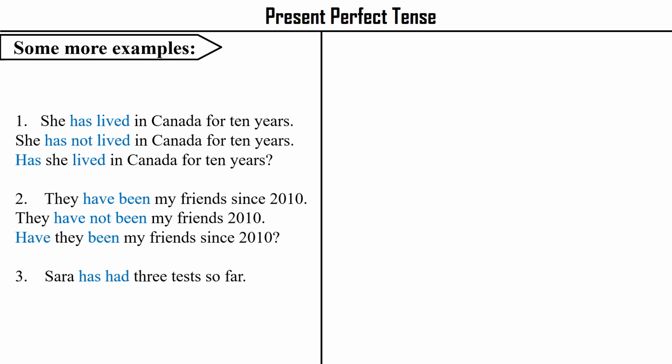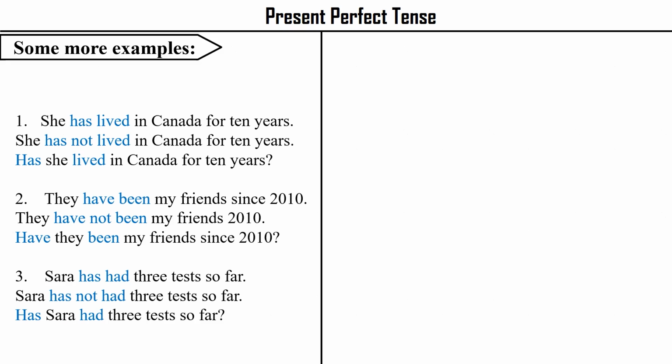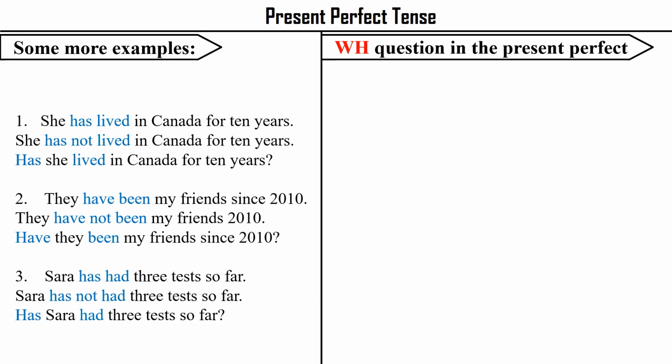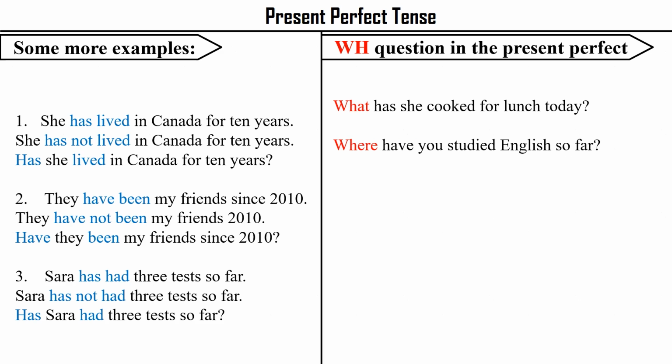Or Sarah has had 3 tests so far, the positive form. Sarah has not had 3 tests so far, the negative form. Has Sarah had 3 tests so far, the interrogative form. Okay, WH questions in the present perfect tense. A WH question comes at the beginning of the sentence. For example, what has she cooked for lunch today? What comes at the beginning of the sentence. Where have you studied English so far? Where comes at the beginning of the sentence.